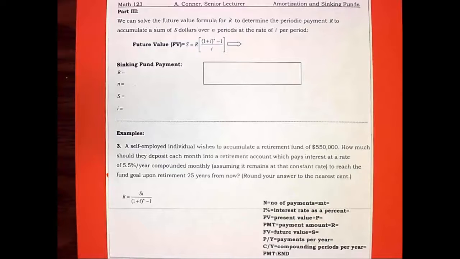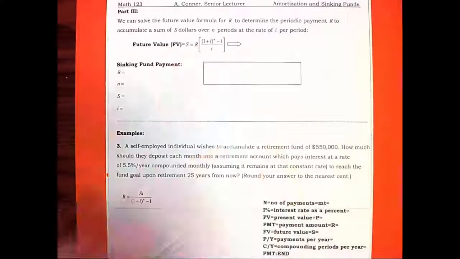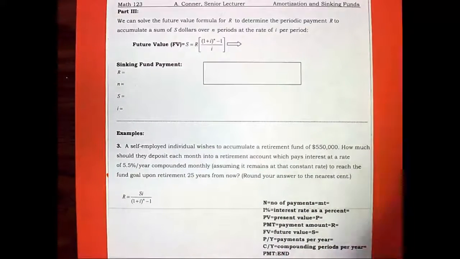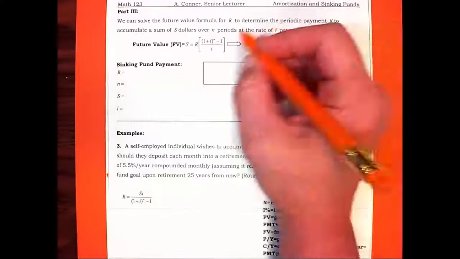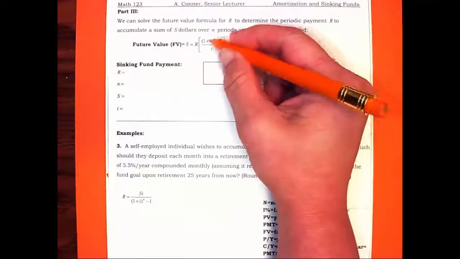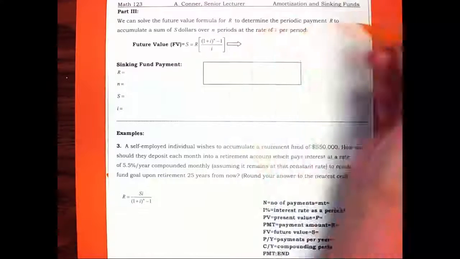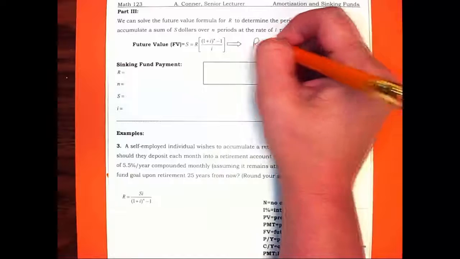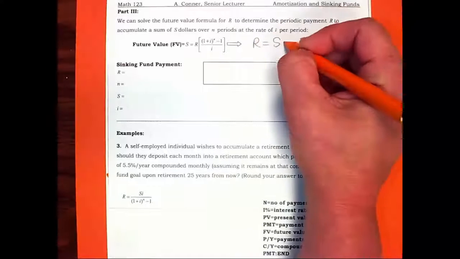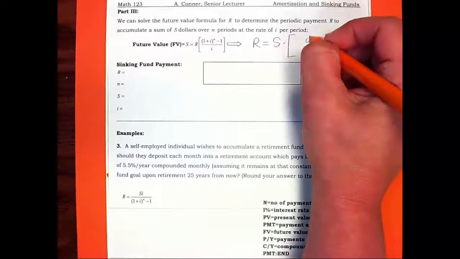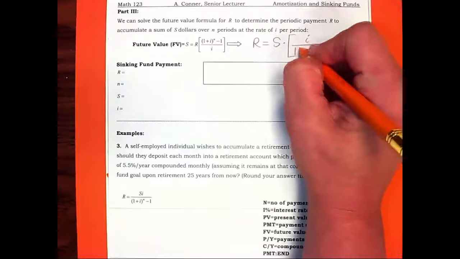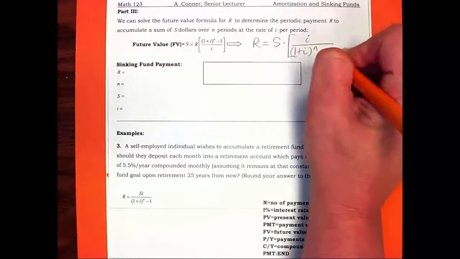It's a sinking fund type of payment, and we're going to use the future value formula and solve it for R. So we're going to be trying to find the payment needed to accumulate a certain amount of money. To solve for R, we're going to do like we did in the last one and take the reciprocal and multiply both sides. So R is equal to, that S is still going to be there on that side, and we're multiplying by the reciprocal now. We'll have I over 1 plus I to the n minus 1.